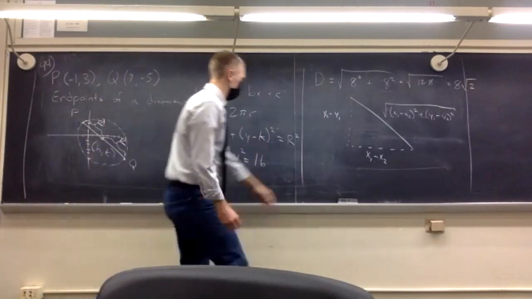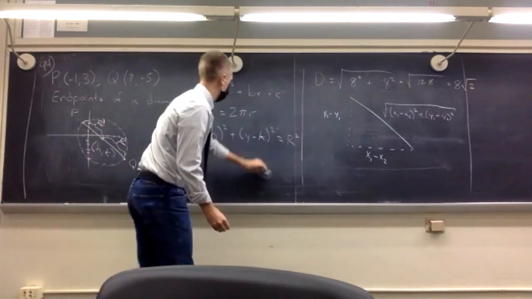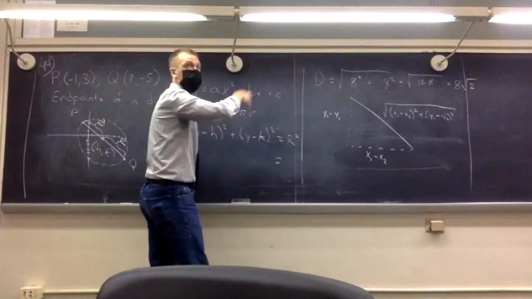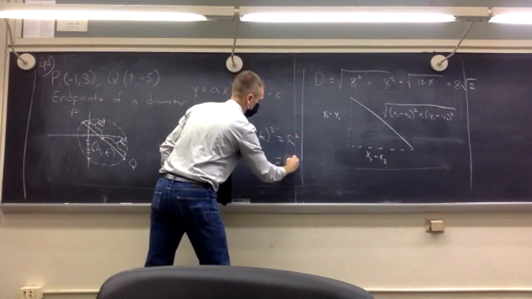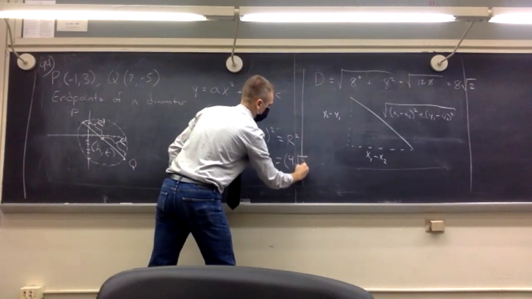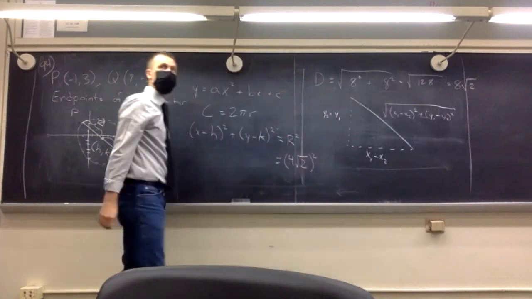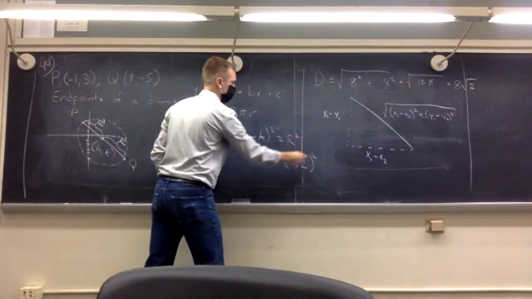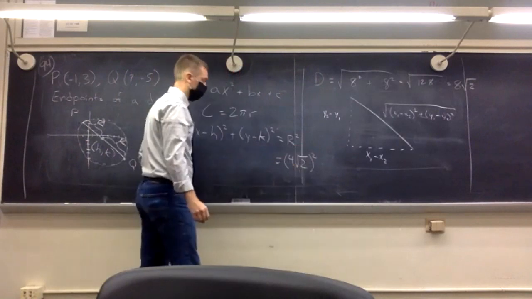So for our formula, take the diameter over 2, so that's 4 square root of 2. And then we're going to square it, which is 16 times 2, so 32.